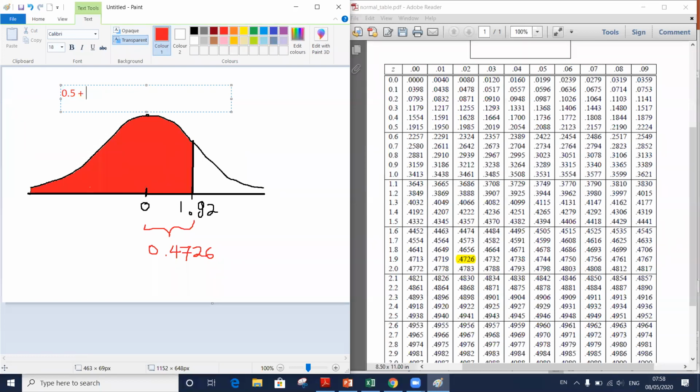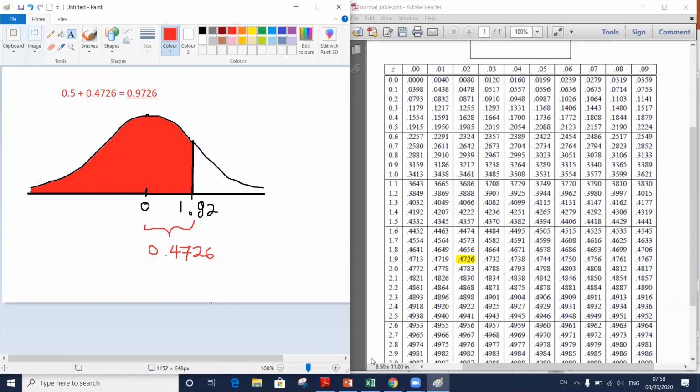0.5 plus 0.4726 means 0.9726. 0.9726 should be the answer, right? If you have any doubts, you can raise them. Yes, 0.9726. Answer for part 4.